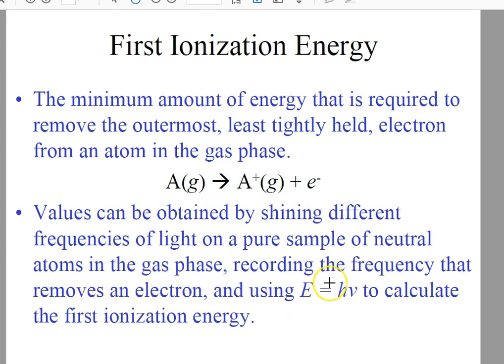So that's going to be related to our ionization energy. The ionization energy is the minimum energy required to remove that outermost, least tightly held electron from an atom. And how do we find this? We're going to shine light on the pure substance and then record how much energy it has when it comes off. And we can use this equation from Planck to calculate the first ionization energy.